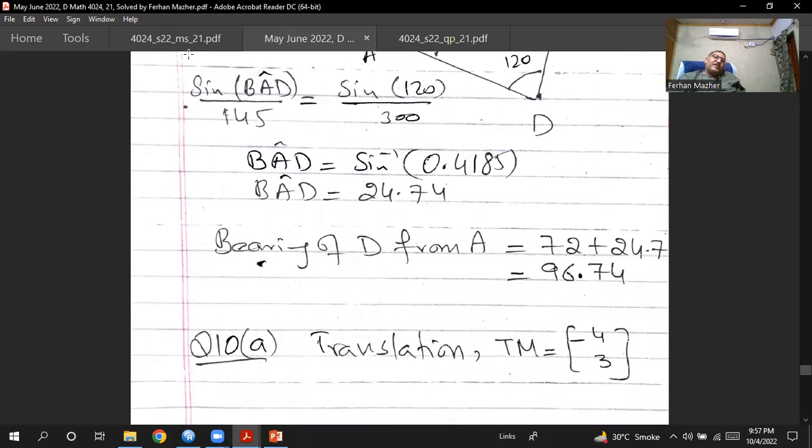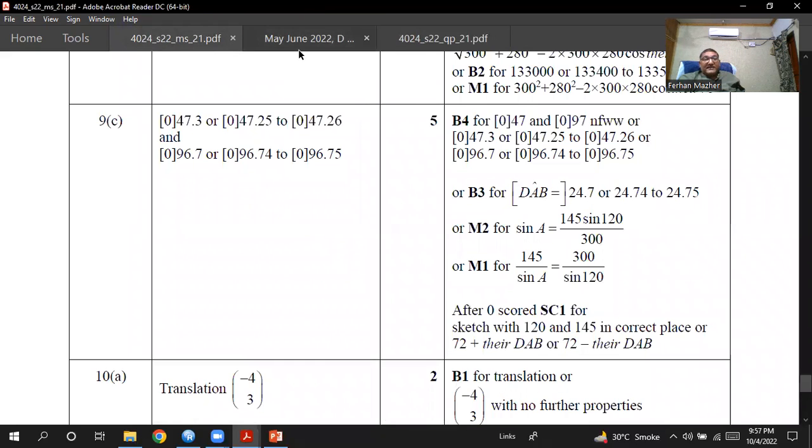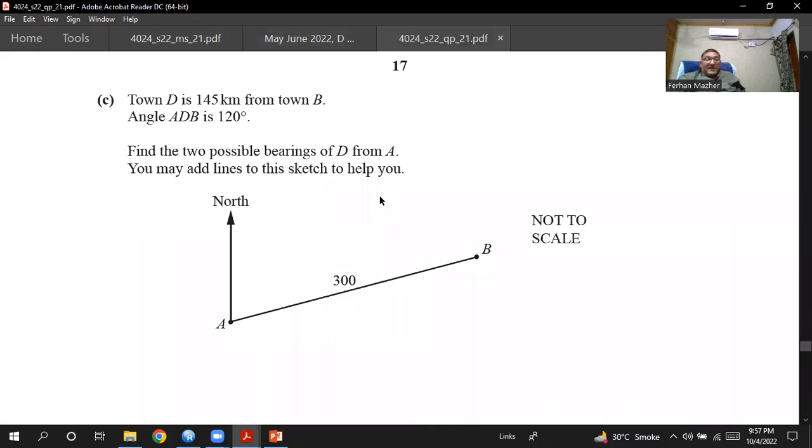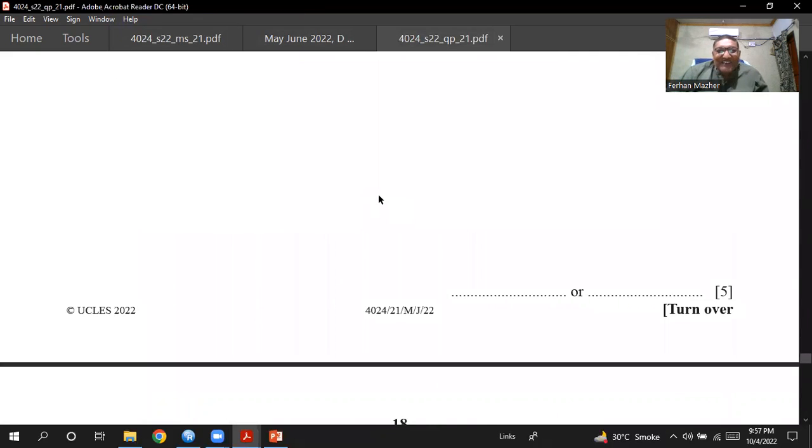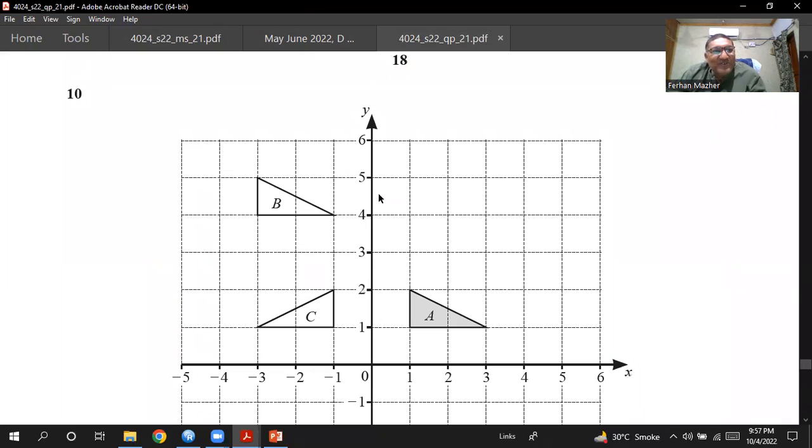It's a little tricky question, so hopefully you understand it. I have tried my best to explain it. Okay, so we are going to the next question. Oh, it's a question on transformation. So this is question number 10 showing up on your screen.